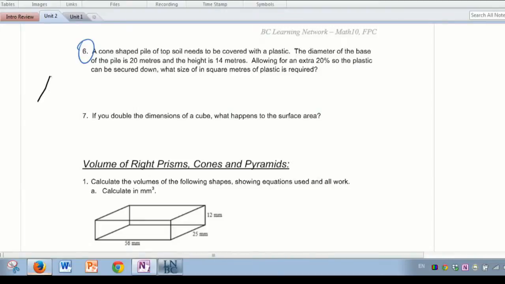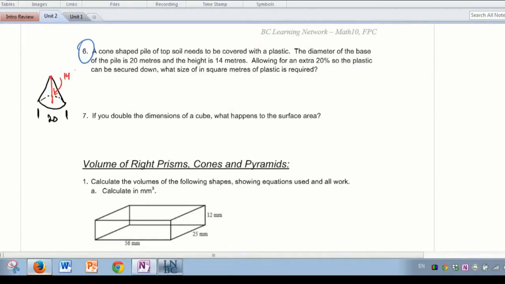So I have a cone, it's a pile of dirt, and it tells me that the diameter of the base, so from side to side, is 20, and the height, so from the apex here to the middle, the height of my soil is 14. Just making sure I'm reading this correctly.